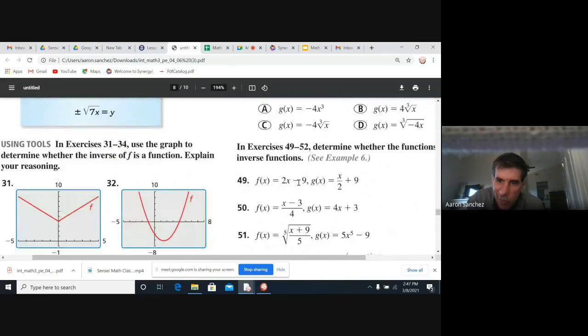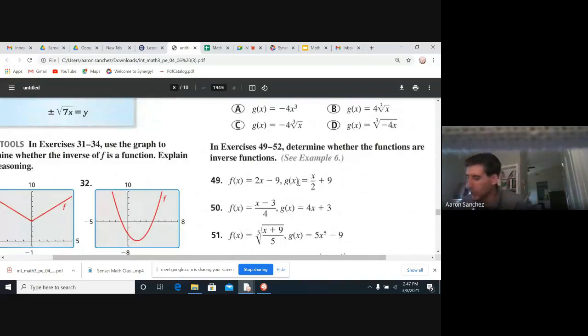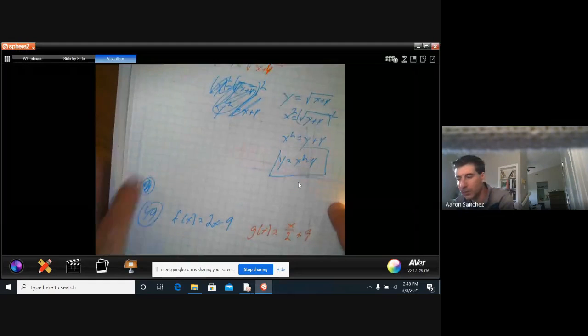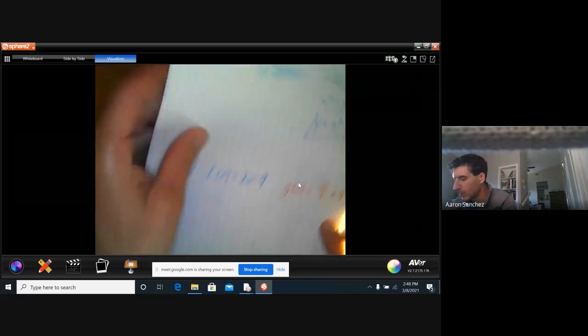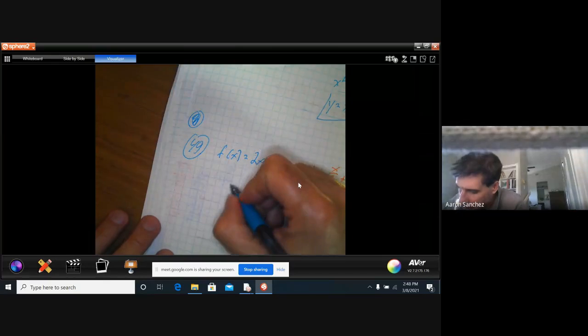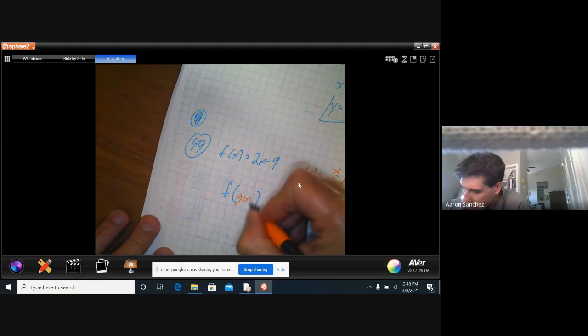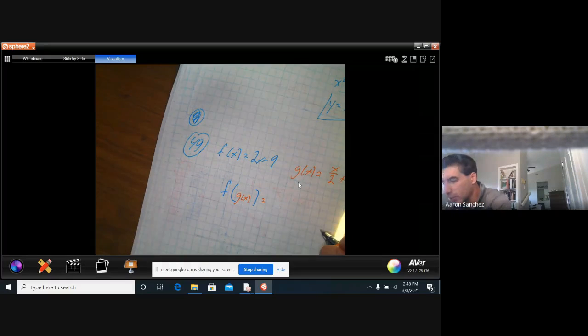Okay. Determine whether the functions are inverses. This is the last one we'll do, so we'll do 49. Determine whether these are inverses. So we have f of x equals 2x minus 9, and g of x equals x over 2 plus 9. To determine if these are inverses, you plug the g of x into the f of x.